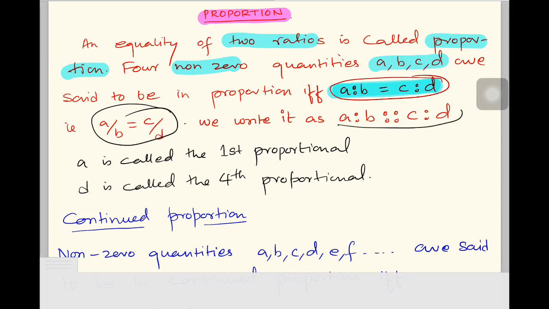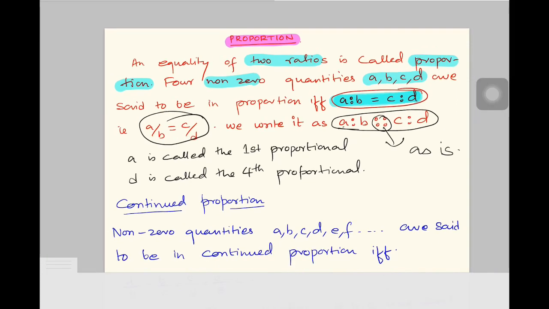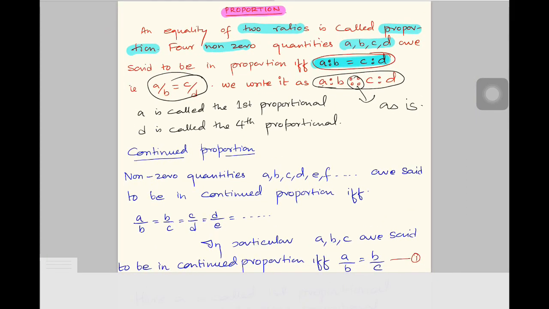Or you can also say A is to B, this is known as "is" or "as". So how to read this? A is to B as C is to D. Okay, so that's how we write. Proportion is nothing difficult. It is simply when you equate two ratios, when you say that two ratios are equal, then it is called a proportion.